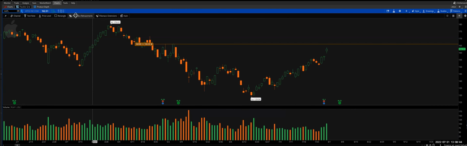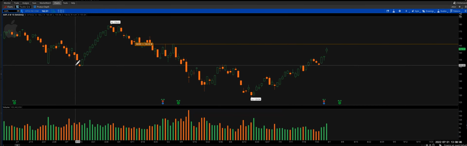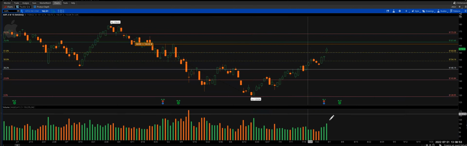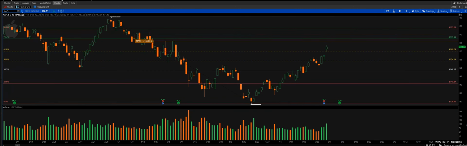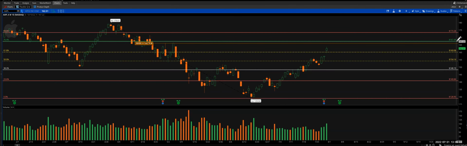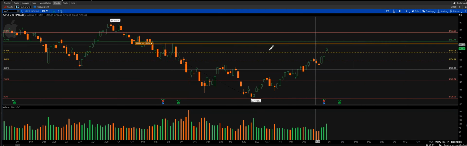I could come over here and use my Fibonacci retracements. I could go from a reactionary high down to a reactionary low, and it's pretty much the same thing. Using the Fibonacci tool, here are my levels: 173.28, 167.44, 160.08. So look at this. I just used the channel tool and the price action tool to map out my levels.